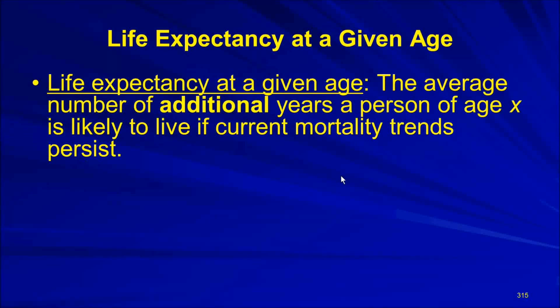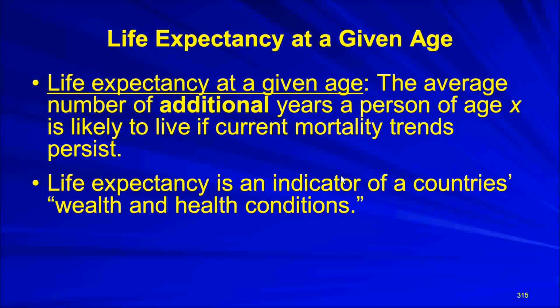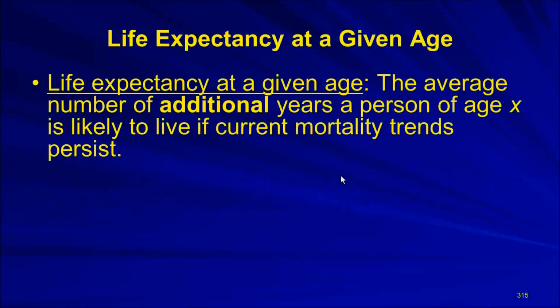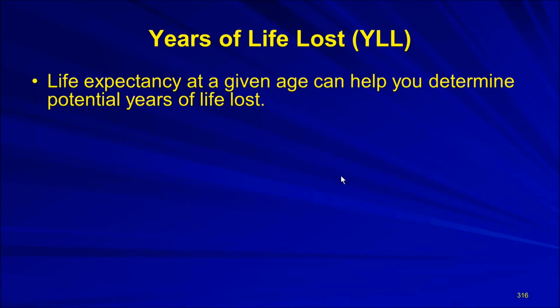Now, life expectancy at a given age is the average number of additional years a person of age X is likely to live if current mortality trends persist. And life expectancy is really an indicator of a country's wealth and health conditions. But again, other countries are outdoing us, and we have remained the same. It's not that we're doing worse. We just haven't made the progress that had been expected in terms of life expectancy. Sorry, years of life lost.